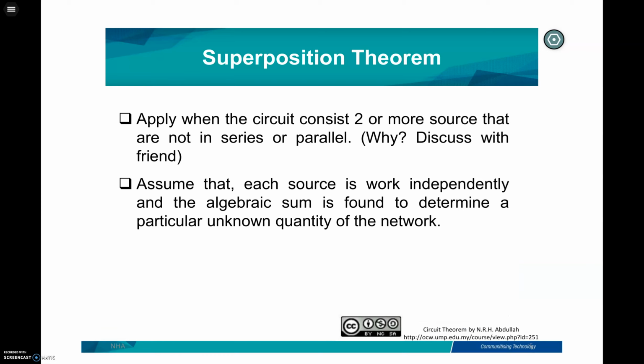Superposition Theorem. The superposition theorem is applied when the circuit consists of two or more sources that are not in series or parallel. Why? Please find the answer through books or any web and information sources. Assume that each source works independently and the algebraic sum is found to determine a particular unknown quantity of the network.